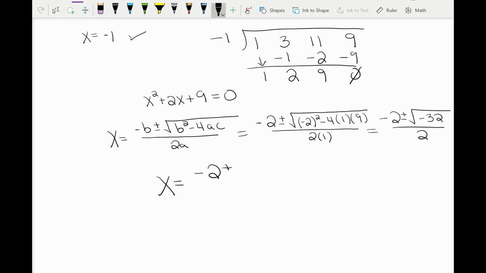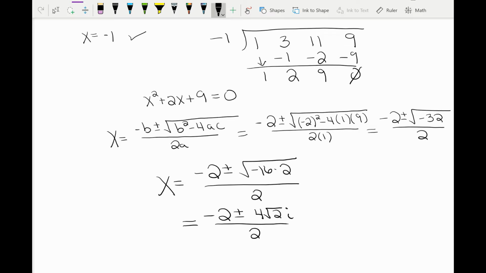That means I have complex solutions. So if I take -16 times 2, I know the negative is going to come out and make an i, because that's what creates an imaginary number. And then I can take the square root of 16 out. That becomes 4. So I have -2 plus or minus 4 square root 2i, all over 2.